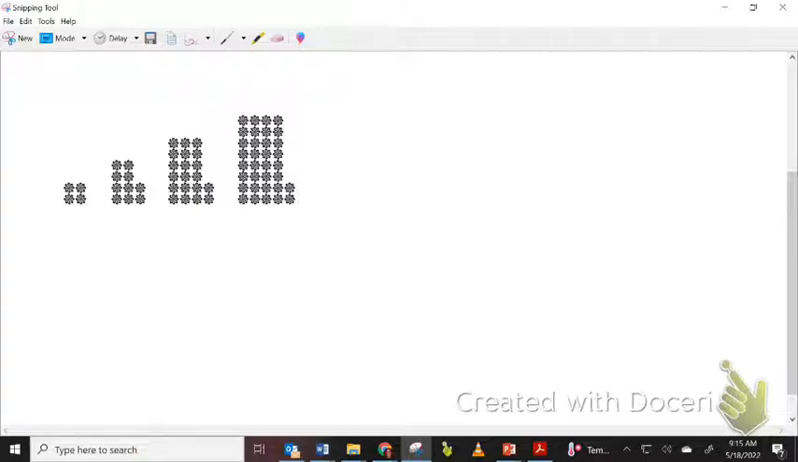Let's see what we can do as far as finding a pattern here. Find the pattern, and then I want you to find how many flowers there are in the 43rd. Mm-hmm.